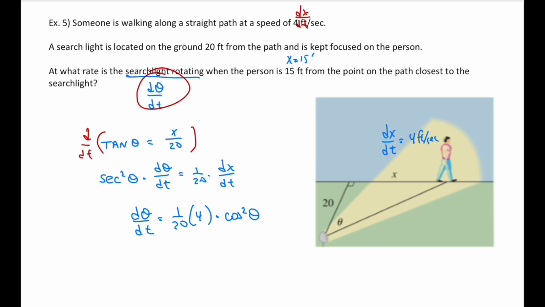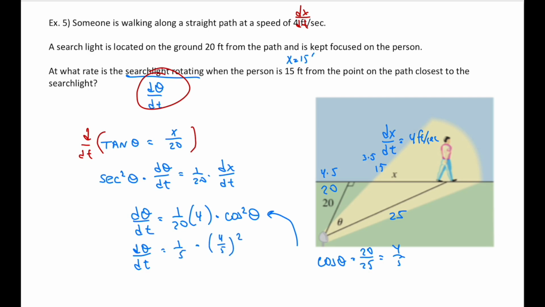So, do we need to know the angle? Actually, no. This is 20. This is 15 at that time. I notice this is 4 times 5. This is 3 times 5. Our Pythagorean triple. At that moment, the hypotenuse is going to be 25 feet. That's useful because I know cosine of an angle is the ratio of the adjacent to the hypotenuse, which is 20 over 25, or 4 over 5. Therefore, d theta/dt is 1/5 multiplied by (4/5) squared. It's going to be 16 over 125, and that is radians per second.